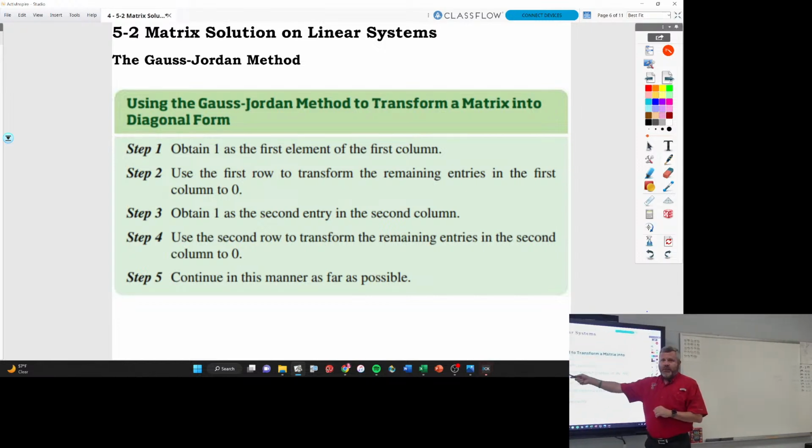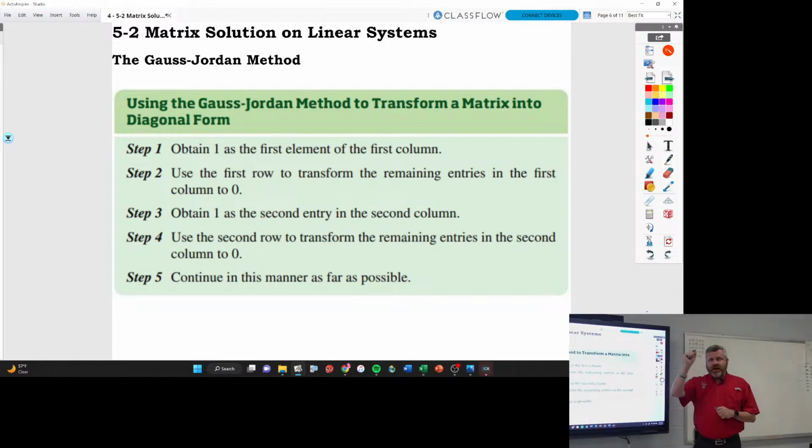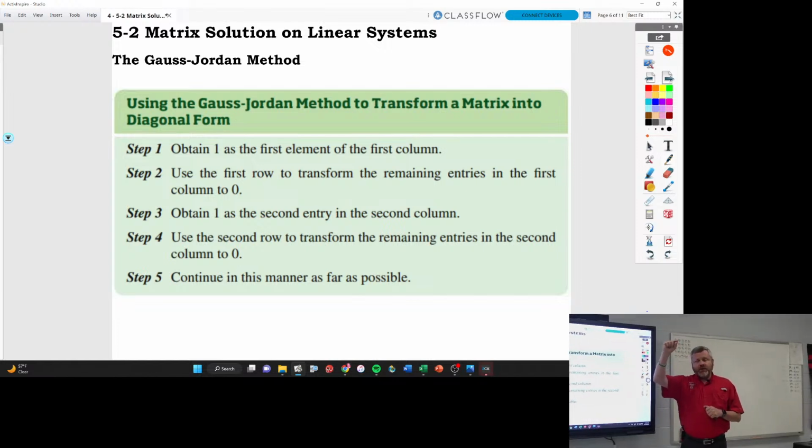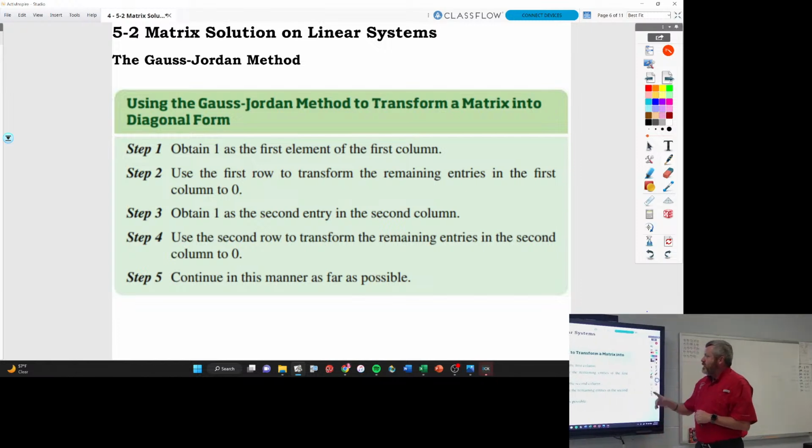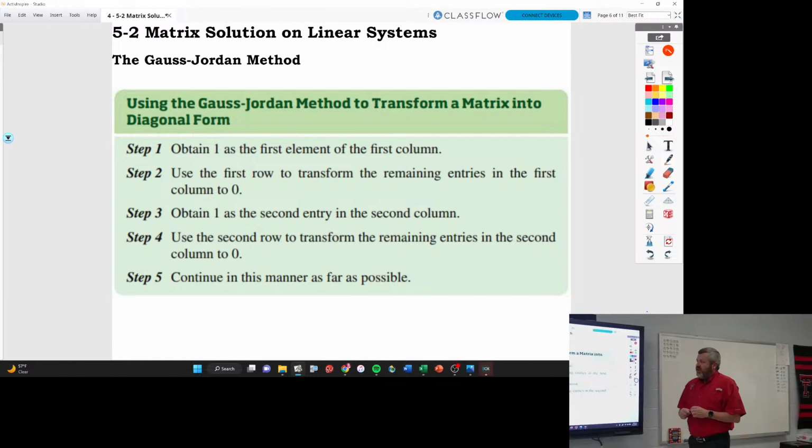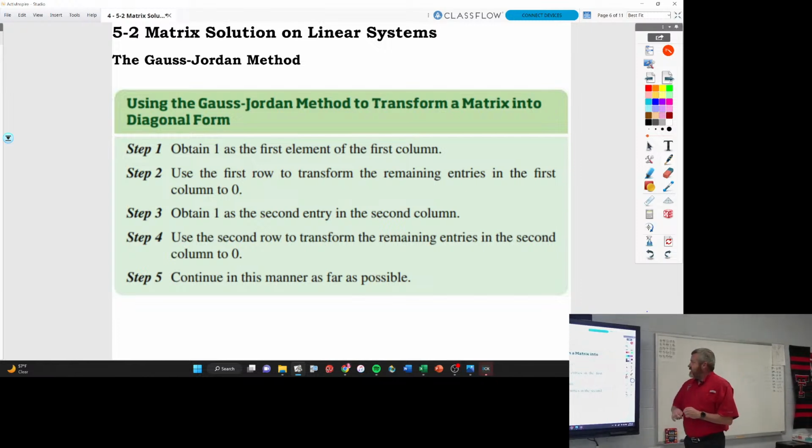Step number 2, use that row, now that it's a 1, to make everything else in that column a 0. And once you finish doing that, you now have a 1 on the very top left, and then a 0, 0, or however many equations you have. Everything else is 0. Step number 3, get a 1 in the second entry in the second column.